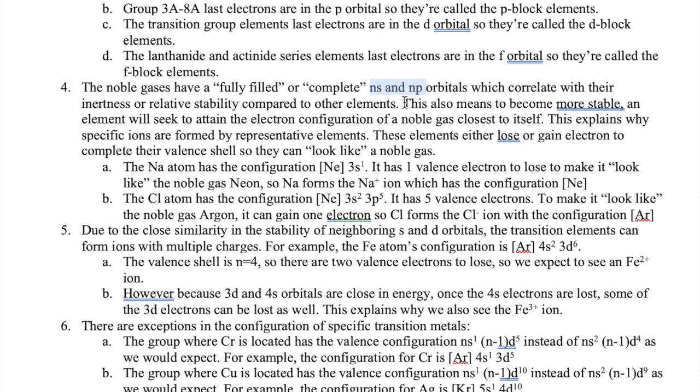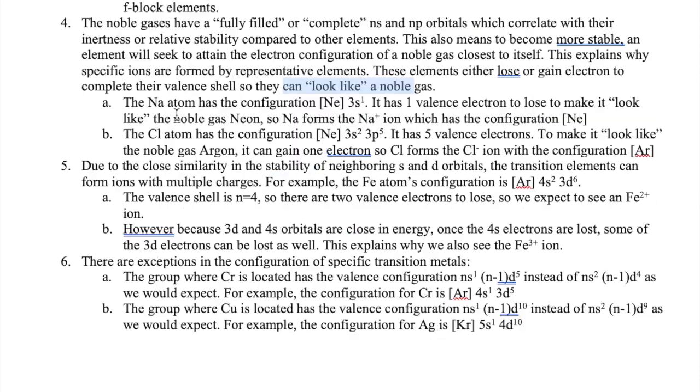Now, what this also means is that if an element wants to become more stable, it will try to either gain or lose electrons in a way where its electron configuration looks like the electron configuration of the noble gas that's closest to that element. So this actually explains why specific ions are formed by the representative elements. As I said, these elements either lose or gain electrons to complete their valence shell so they can look like a noble gas. Here are a couple examples.